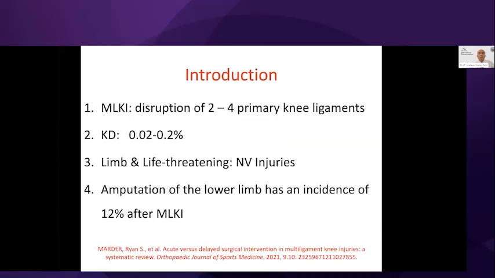In general, when we say multi-ligament knee injuries, we mean 2 to 4 ligament knee injuries. So less than 2 is not multi-ligament; we need at least 2 ligaments to define it. An actual knee dislocation is quite rare, fortunately, less than 0.2% of injuries in general. We do consider them a very serious injury with potentially life-threatening complications due to the neurovascular injuries that may happen with them. They should be assessed well and decisions taken properly. Amputation does have an incidence in these injuries. So if you don't pick up the vascular injury, that can have serious consequences.